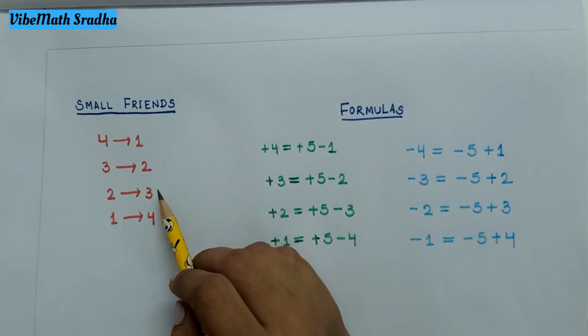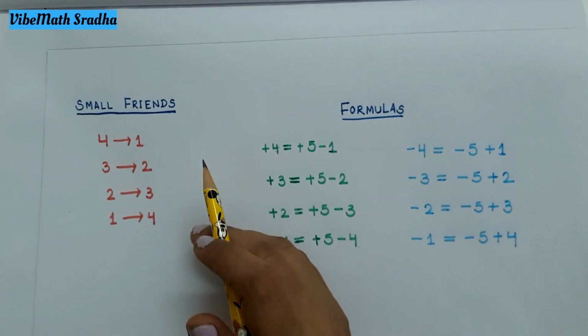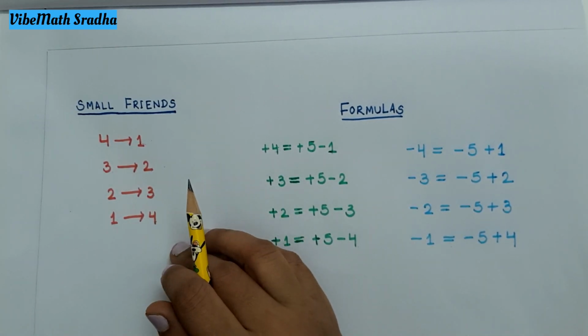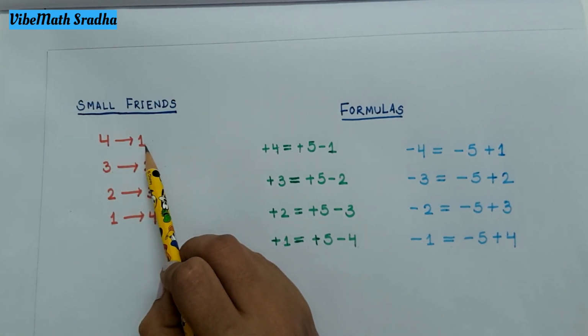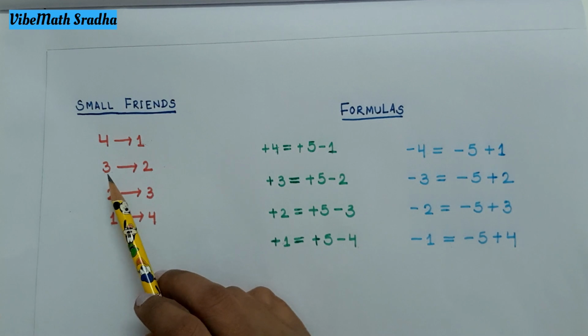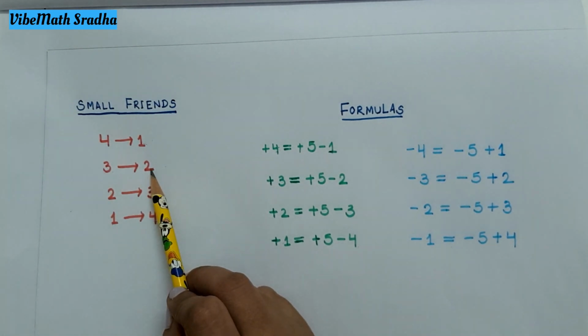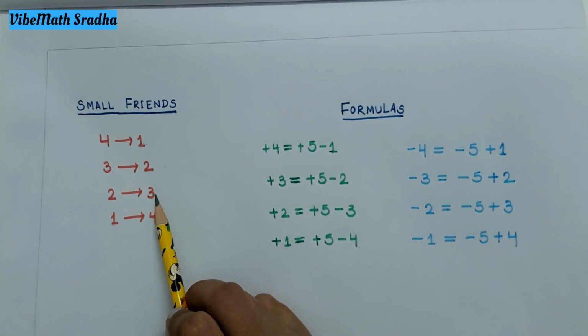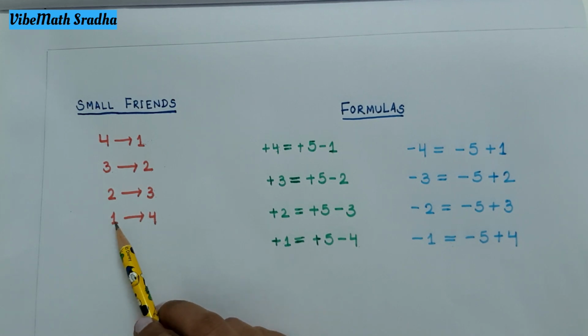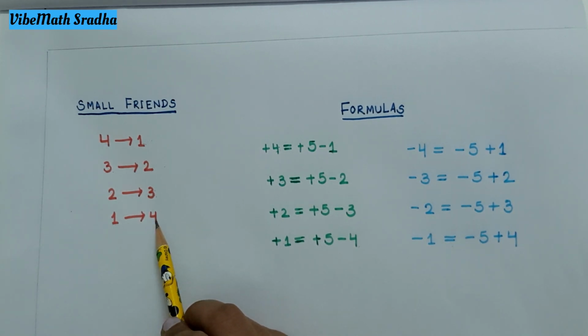So what are small friends? Small friends are the numbers which add up to a total of 5. Suppose we add 4 and 1, we get 5. So 4 and 1 are the small friends of each other. Like this, if we add 3 and 2, we get 5. So 3 and 2 are the small friends of each other. If we add 2 and 3, we also get 5. So 2 and 3 are the small friends of each other. Like this, 1 and 4 are the small friends of each other.